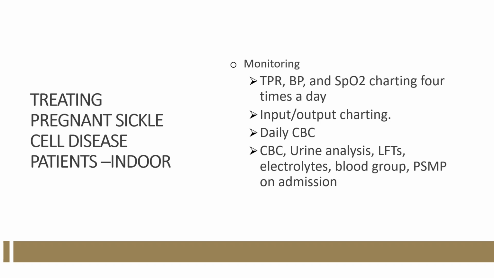Monitor basic vitals: temperature, pulse, respiratory rate, blood pressure, and SpO2. The charting should be done at least 4 times a day. Input-output charting should be done. A daily CBC, especially in acute cases, and investigations like complete blood count, liver function, renal function, electrolytes, blood group, and peripheral smear for malarial parasite if the patient came with fever. Also check for dengue if the patient has fever plus thrombocytopenia.